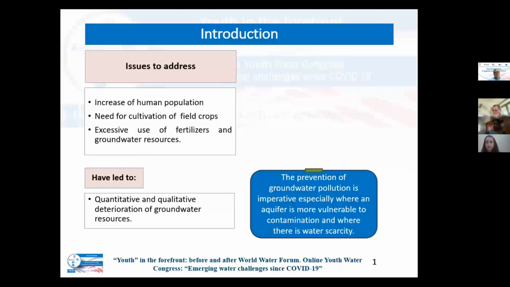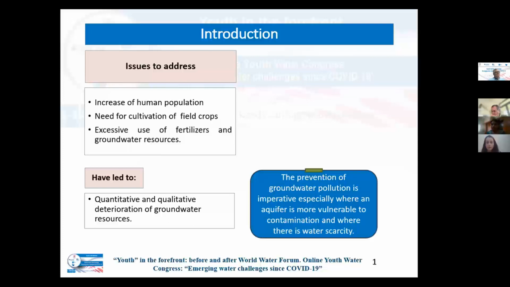Hence, there is a need to study this indispensable resource in detail and the vulnerabilities associated with it, so that preventive measures can be anticipated in advance. The prevention of groundwater pollution is essential, especially when an aquifer is more vulnerable to contamination and, of course, where there is water scarcity. To tackle these issues, an assessment of groundwater vulnerability is the most feasible step for preventive purposes of contamination of groundwater, especially in irrigated and cultivated areas as in the Mediterranean region.